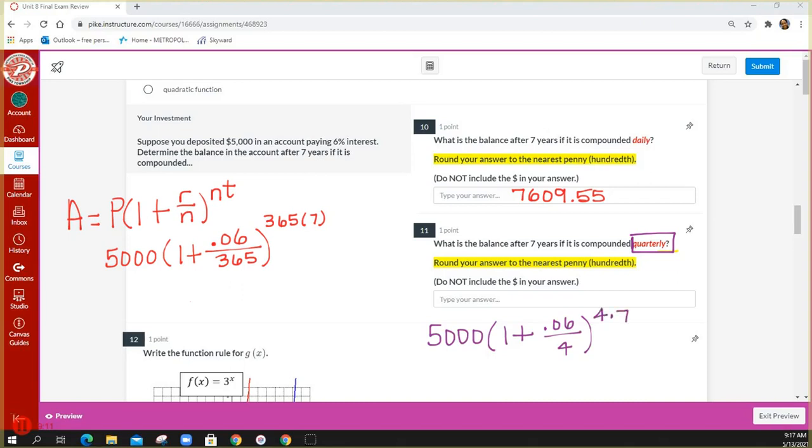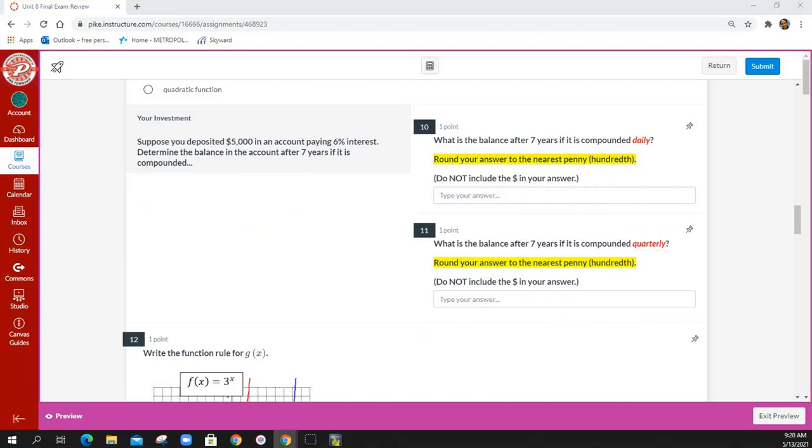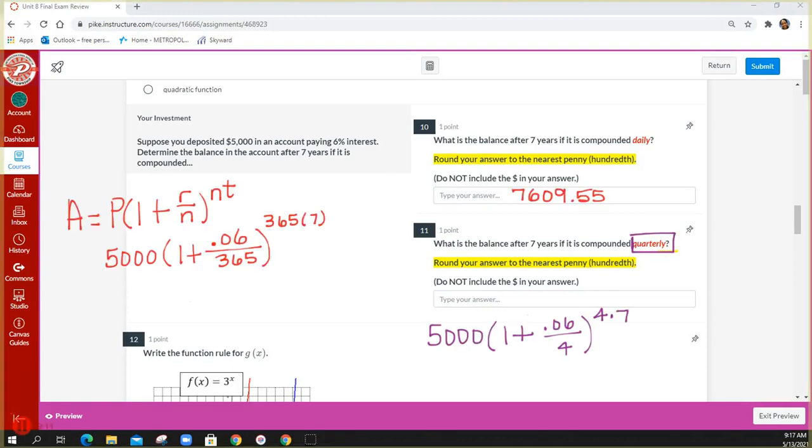Let's go ahead and type that in your calculators. See what you get. So you should have $7,586.11.